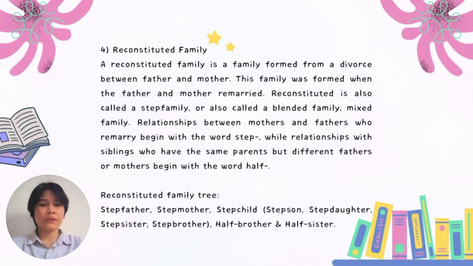And for the last one, we have reconstituted family. A reconstituted family is a family formed from a divorce between the father and the mother. This family was formed when the father or the mother remarried. Relationships in this family tree begin with the word step, while relationship with siblings who have the same mother but different father, or the same father but different mother, begins with the word half. Reconstituted family tree consists of stepfather, stepmother, stepchild, stepsister, stepbrother, half-brother, and half-sister.